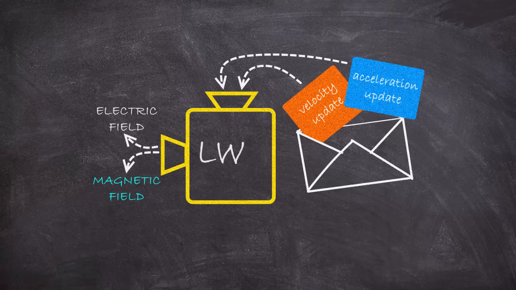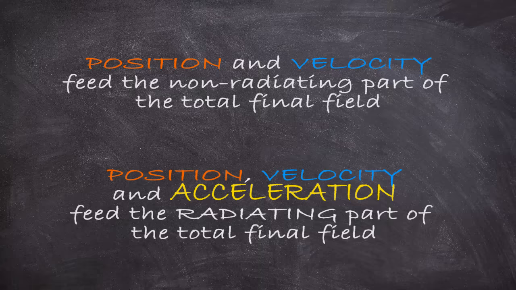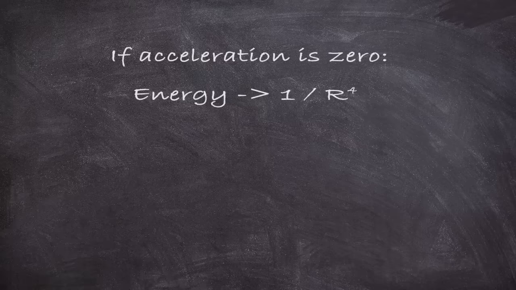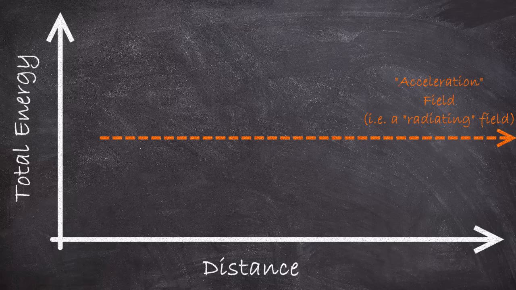So bringing things back to our LW rule, when a charge receives one of these status updates, it does different things with the position velocity information than it does with the acceleration information. One forms the position velocity field, which is non-radiating, and one forms the acceleration field, which is radiating. In fancy language, we say that the energy of the position velocity field falls off like an inverse fourth power law, whereas the energy of the acceleration field falls off like an inverse second power or inverse square law. And so the energy in the field at any distance is a constant, even at infinite distances.